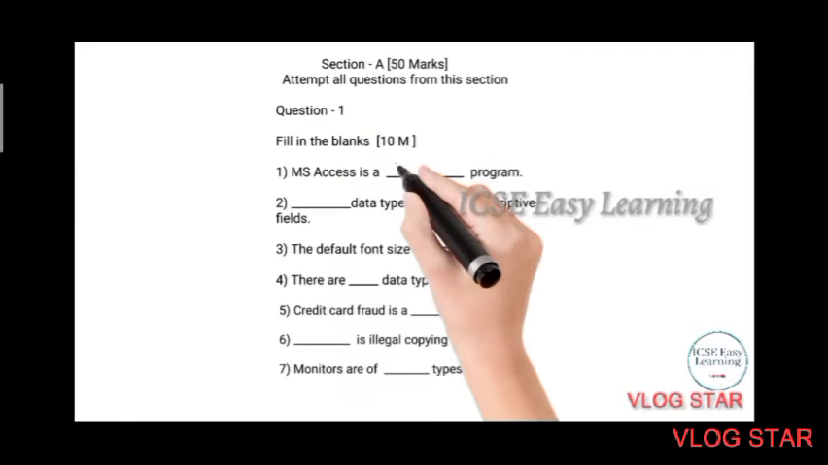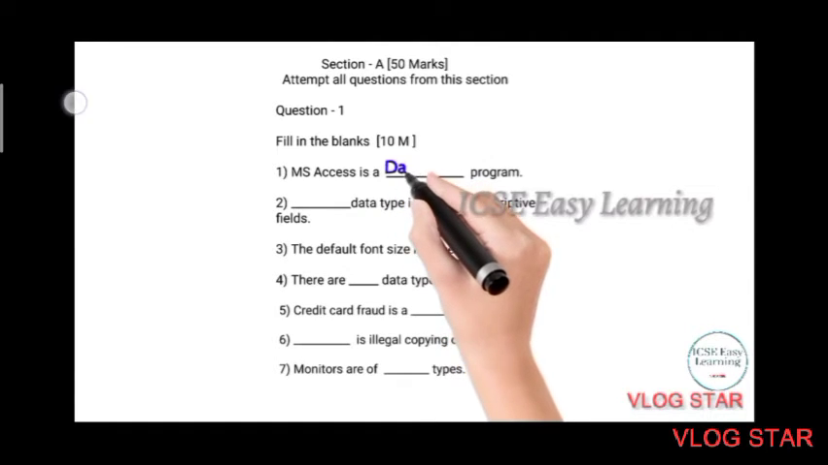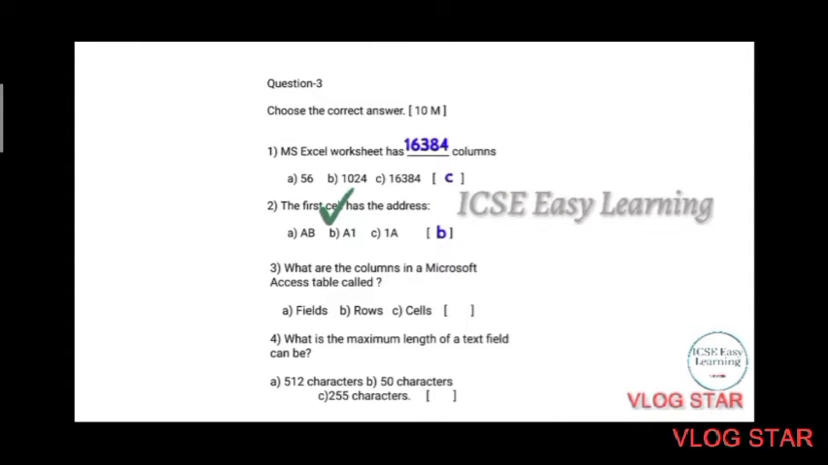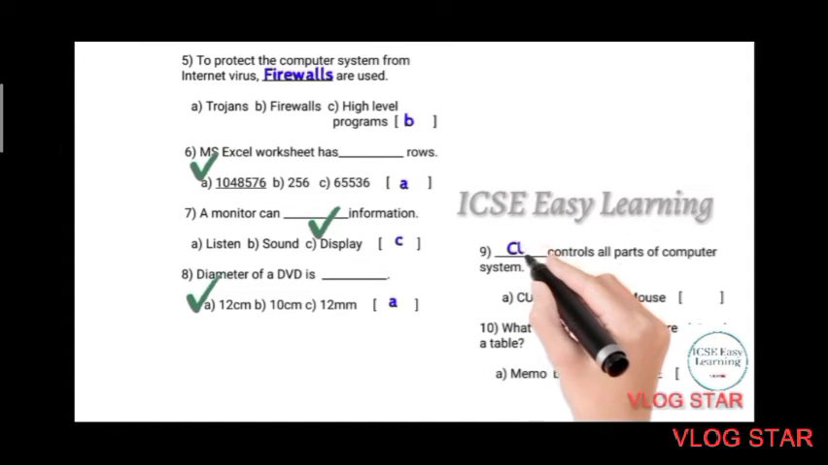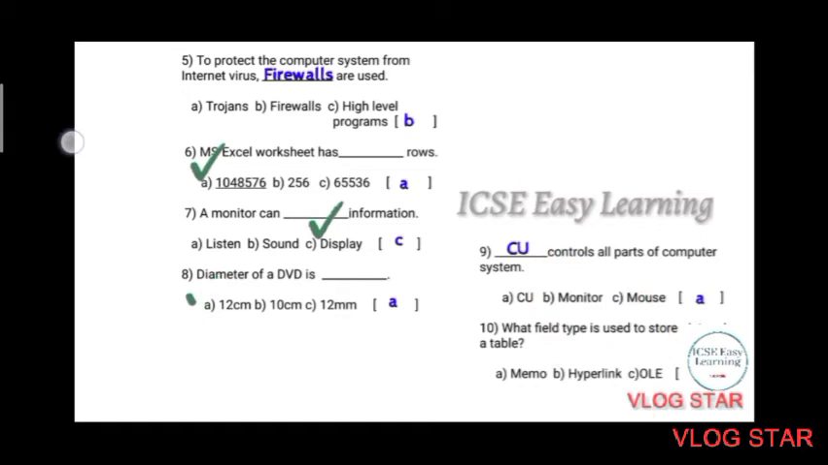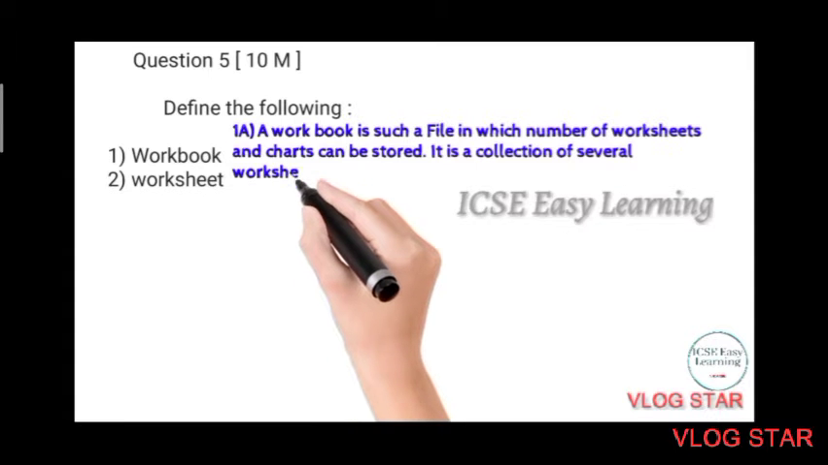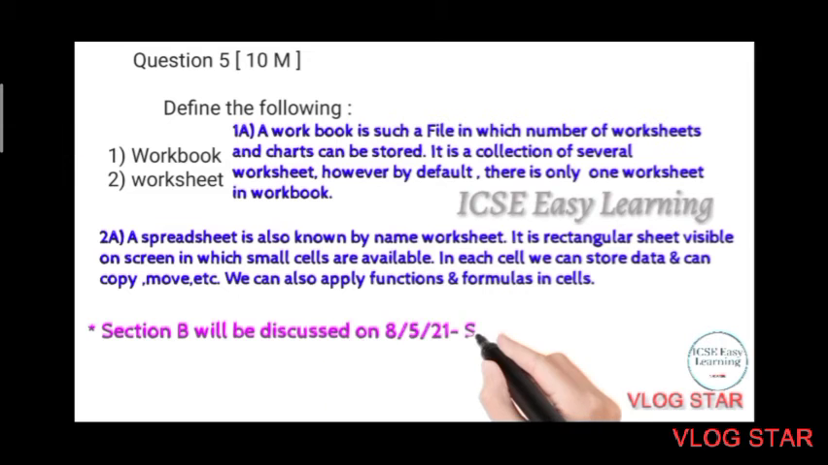Of 10 marks. Number 1. MS Access is a database program. Number 2. A. Fields. B. Rows. C. Cells. The correct answer is option A. Number 3. The answer is rows and cells.